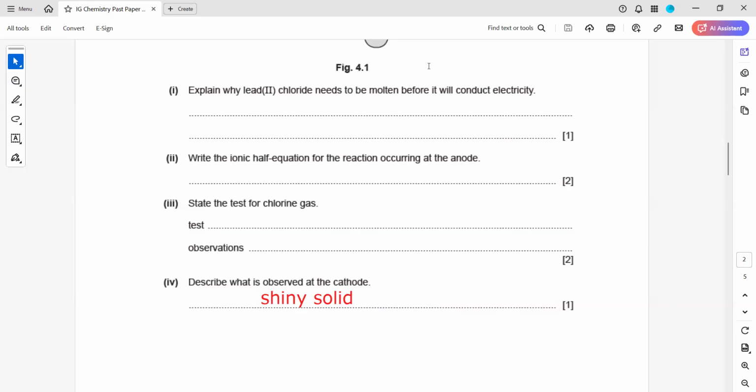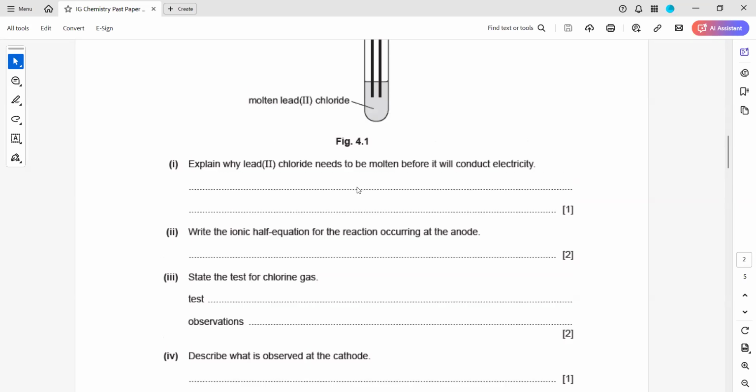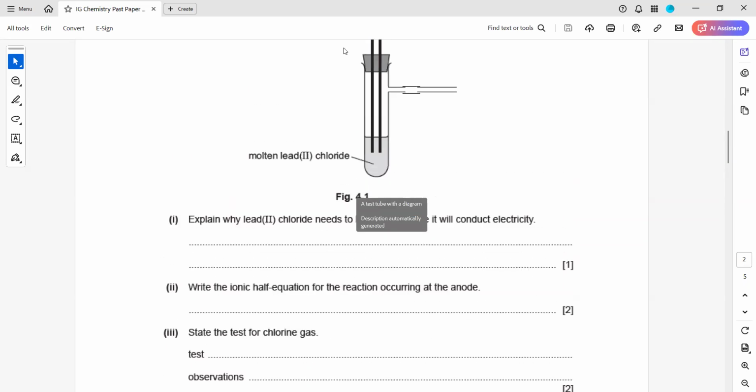There's a formula for this: PbCl2. Yeah. So the next example is another 2Cl-, like Cl2 plus 2e-, because the ions will move. It contains a lead ion and it contains a chloride ion.